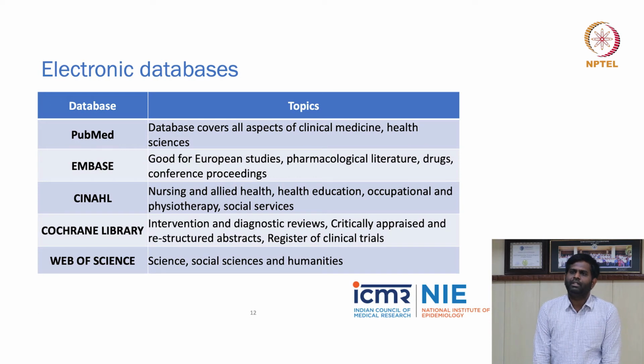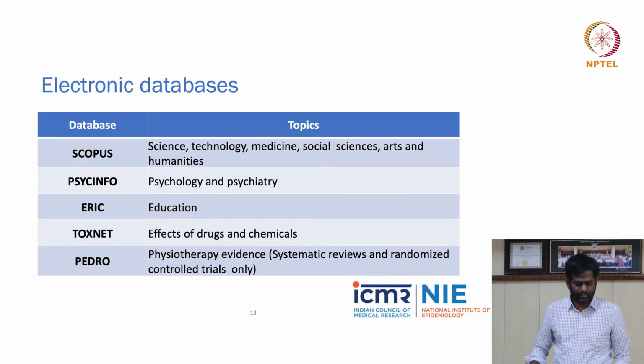The others are subject specific. For example, the CINAHL database is for nursing, midwifery, and allied health sciences. Web of Science not only includes science but also social sciences, humanities, and arts, and the Cochrane Library specifically focuses on systematic reviews and trials. So depending on our research question and our need, we need to choose the database. There are also other databases like Scopus, PsycInfo, ERIC. Again, these are all subject-specific databases.